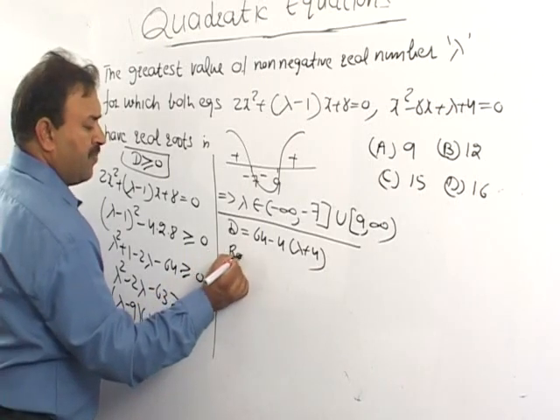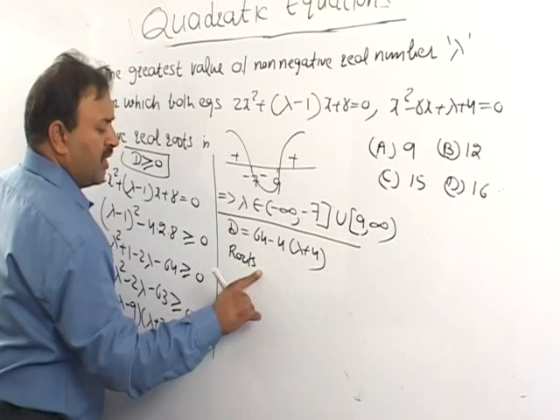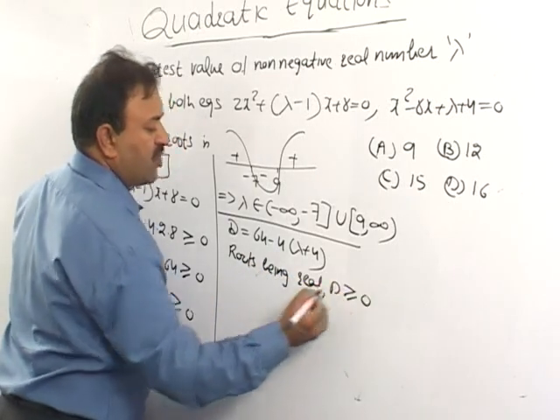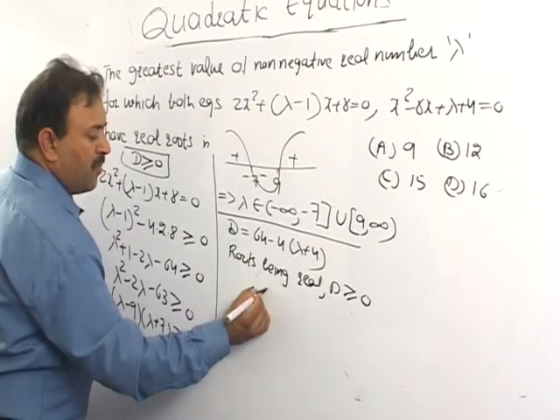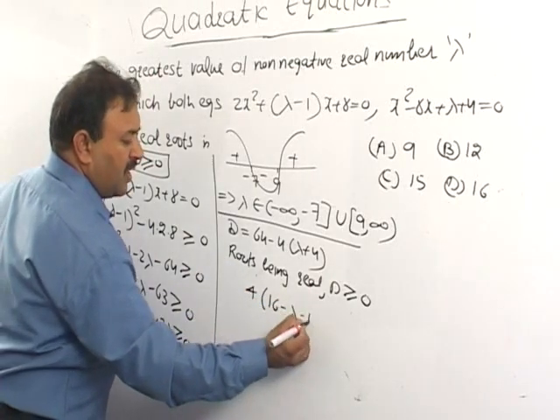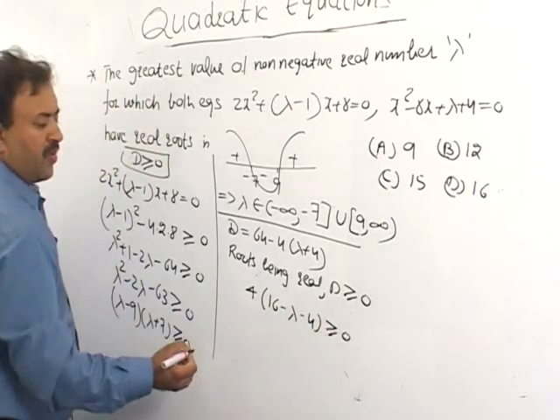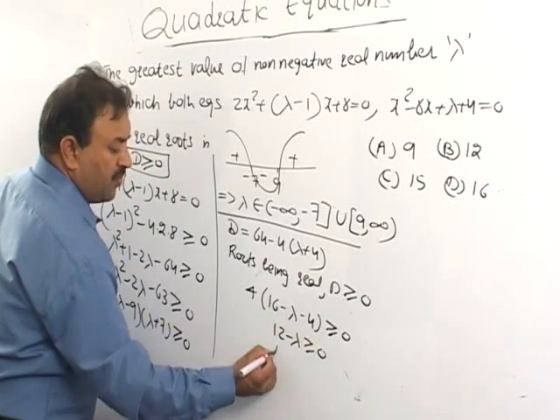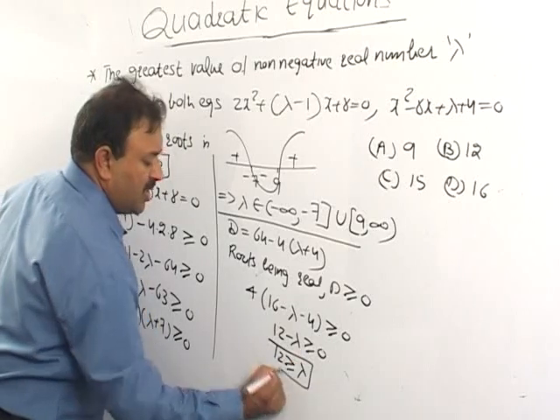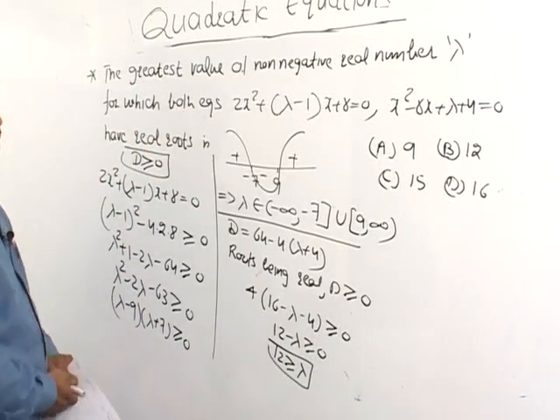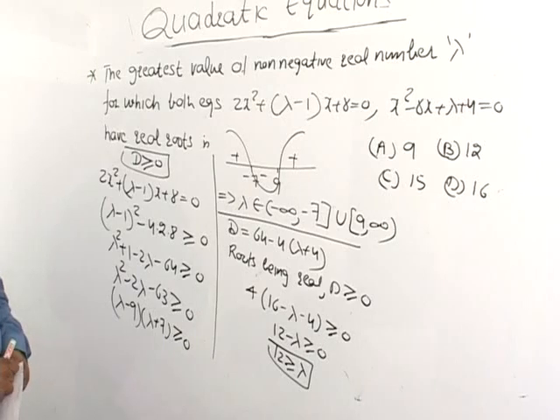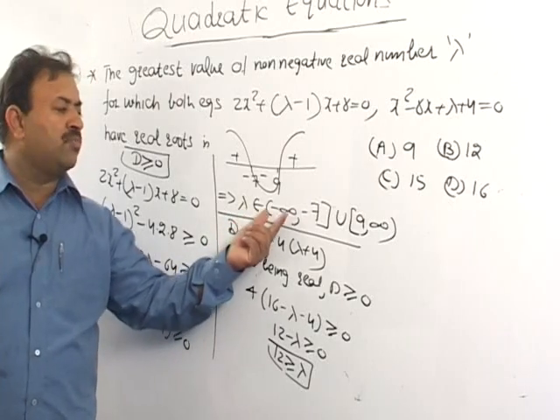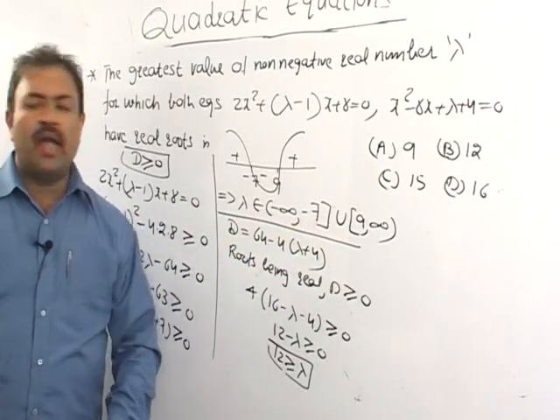Roots being real, D will be greater than or equal to 0. We take 4 common, we are left with 16 minus lambda minus 4 greater than 0. Now dividing by 4, we get 12 minus lambda greater than 0, so lambda is less than or equal to 12. So one result we got from here is lambda less than or equal to 12, and from the other equation the result lambda belongs to minus infinity to minus 7 union 9 to infinity.